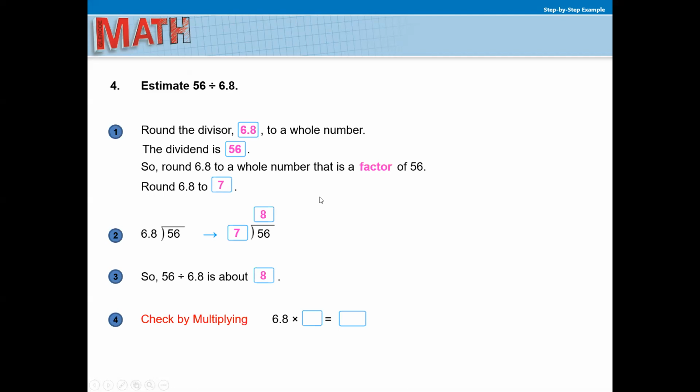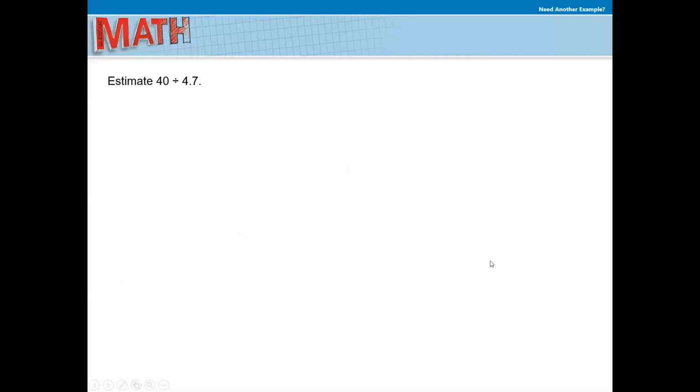Check by multiplying. 6 and 8/10 times 8 equals 54 and 4/10. 54 and 4/10 is approximately 56. It's reasonable. Here's another problem. Estimate 40 divided by 4 and 7/10. Think about this one. There's 2 different ways you might go with that divisor. Show your work in your math notebook. Be ready to argue why you chose to round this number to where you rounded it to. Press play when you're ready to continue.